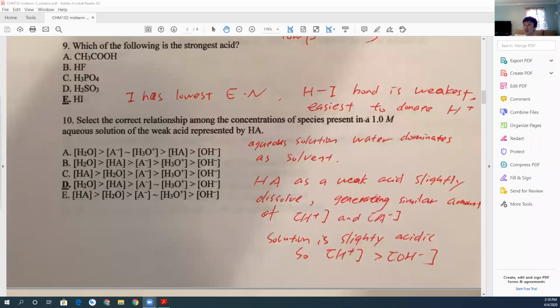Next, because it's a weak acid, it only partially dissociates. Very little of the weak acid will dissociate, generating the proton and the conjugate base. So most of the acid remains as acid molecules, and that's the second highest. The amounts of proton and conjugate base are similar. Because this is an acid, acidic means the proton concentration is greater than the hydroxide concentration. So the answer should be D.